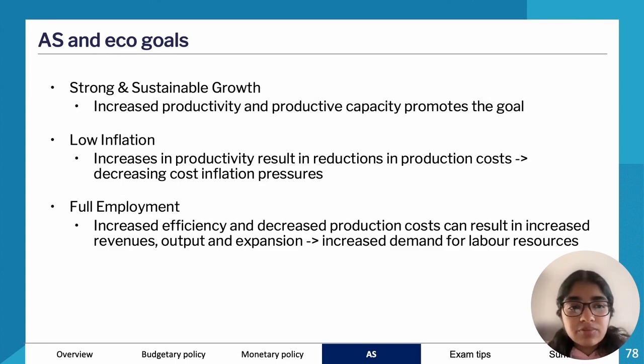Okay, so again, a recap on eco goals. We want strong and sustainable growth. If we can increase our productivity and productive capacity, it will help us achieve not only strong growth, but sustainable growth as well. We also want to keep inflation in check. Low inflation, so we want to make sure that higher productivity gives us a reduction in production costs. So we want to reduce cost inflation.